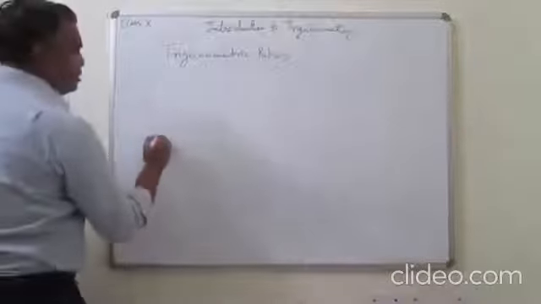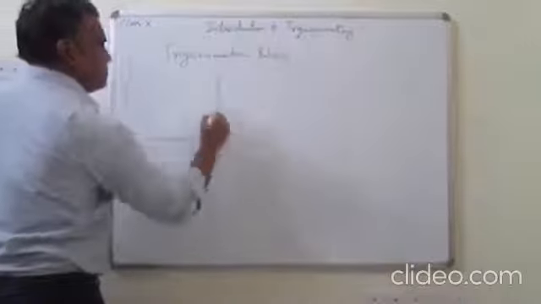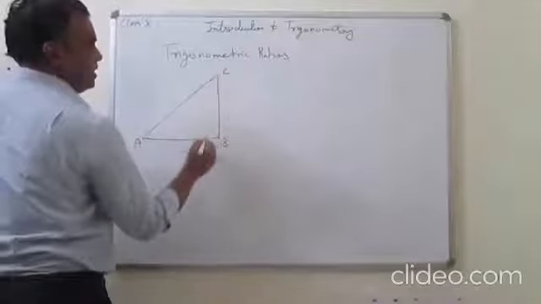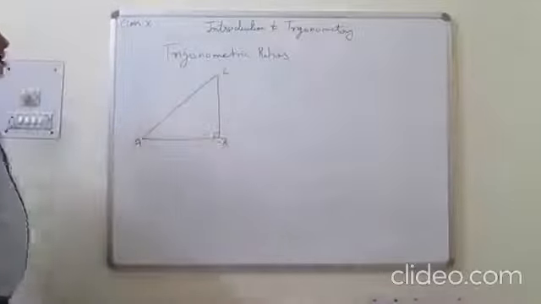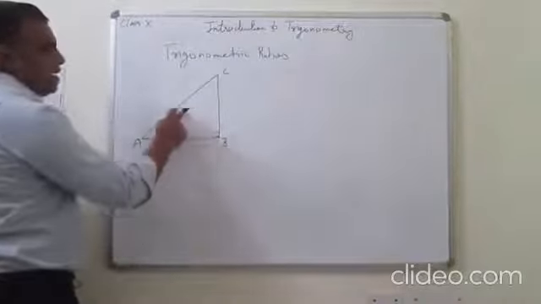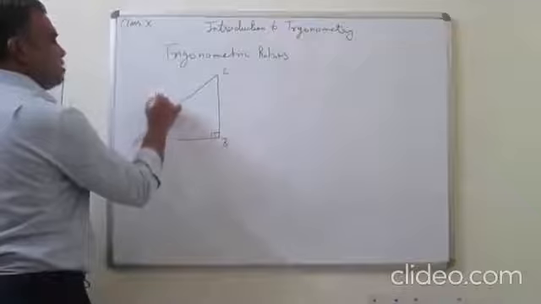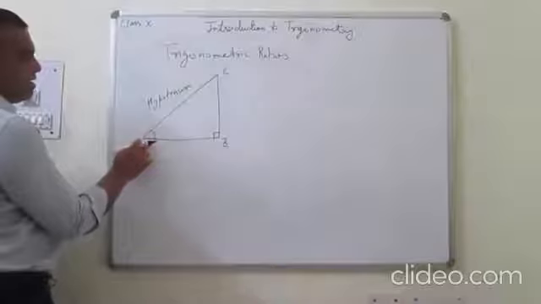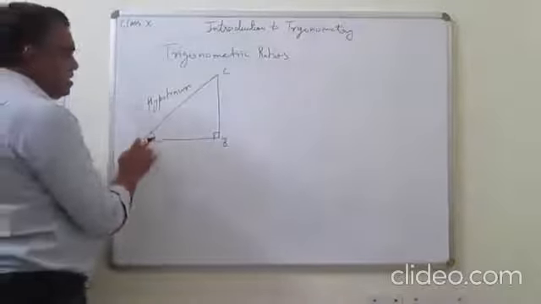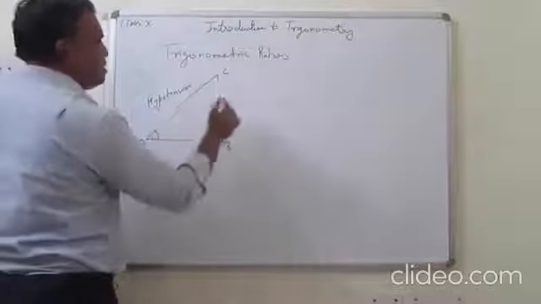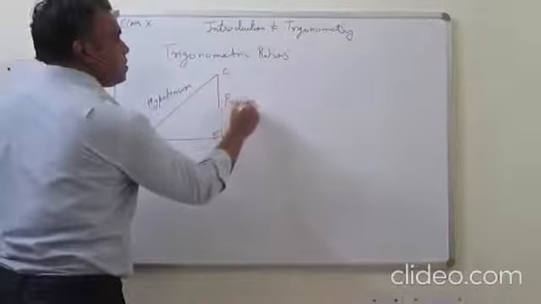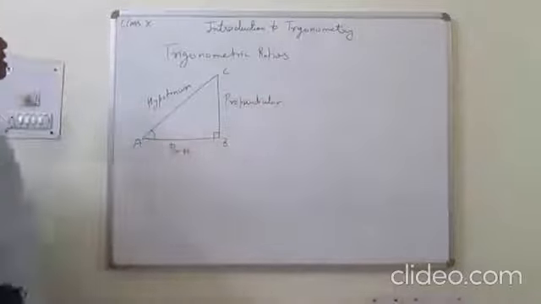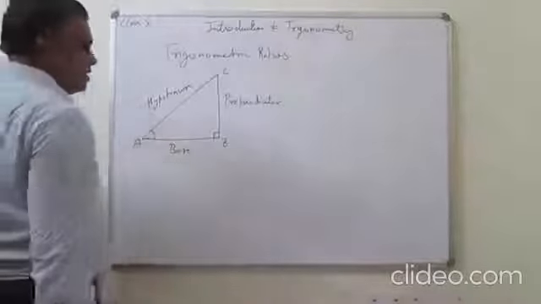Now let us draw a right angle triangle ABC. It is a right angle triangle at B. Now the side opposite to the right angle is the hypotenuse. If I take angle A, the side opposite to angle A is the perpendicular, and the remaining is the base. Now there are 6 trigonometric ratios.